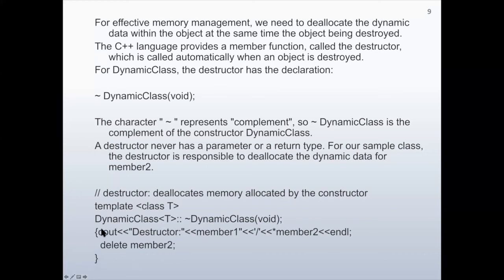It is implemented as a template method, and here the template class is T. The DynamicClass destructor is a method for the DynamicClass of type T. There is no parameter. First, we output the word destructor to indicate that this function is called, and then member 1 and member 2 are sent to the output device, and then we have a line feed, and then we have delete member 2 in the destructor. This is the dynamic part created by the new operation in the constructor, so we have to delete it in the destructor. However, the static part of the data is removed from the memory automatically.